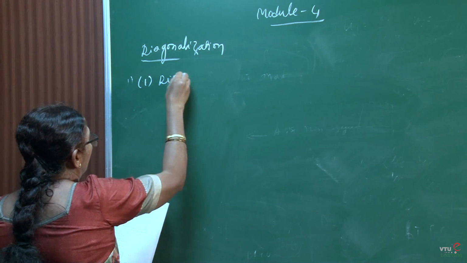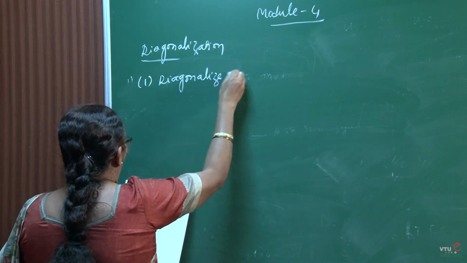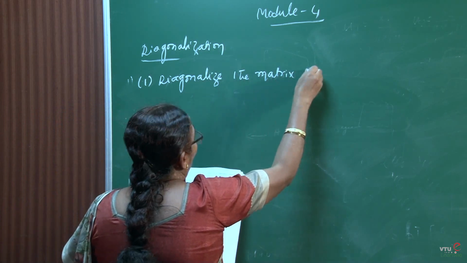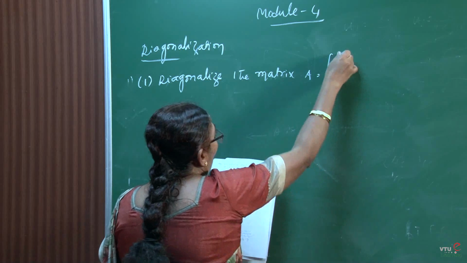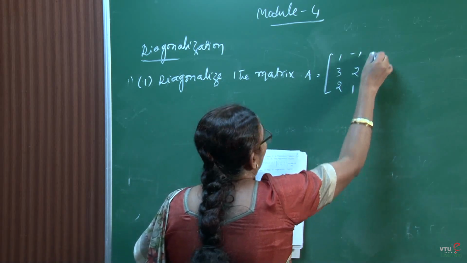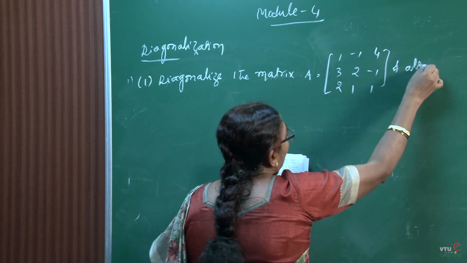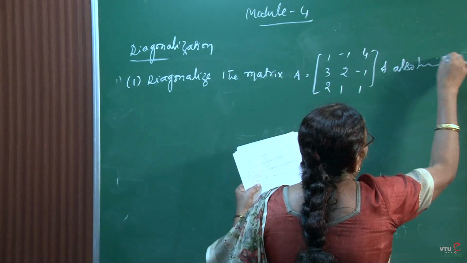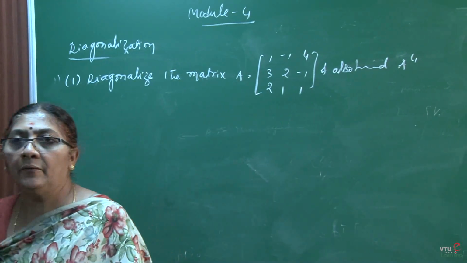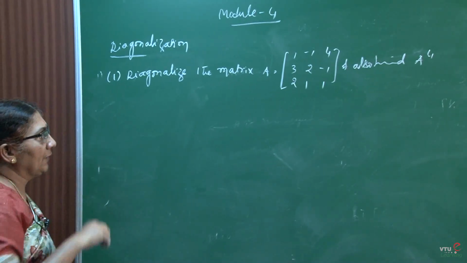Diagonalize the matrix A equals [1, 3, 2; -1, 2, 1; 4, -1, 1], and also find A power of 4. Is it clear? Now here I want to find out A power of 4.